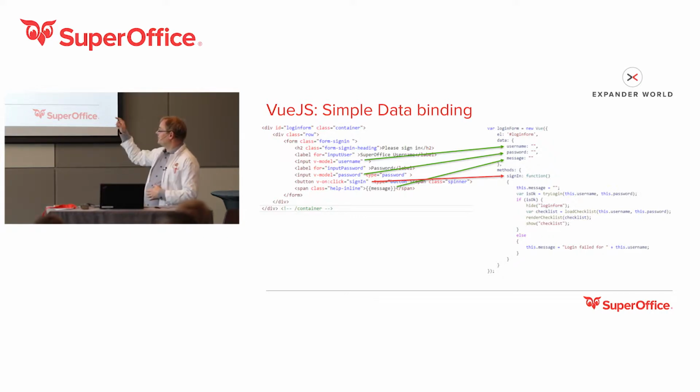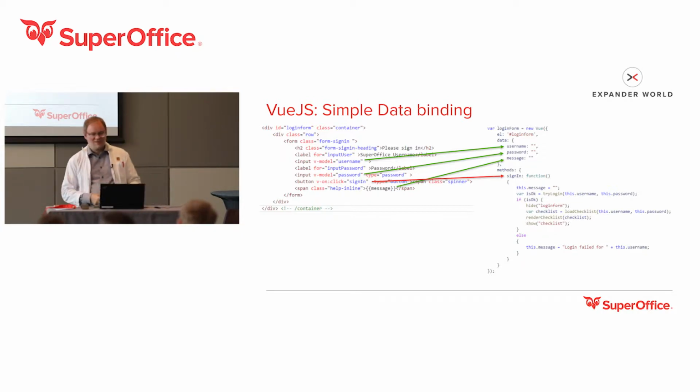And then on click, it says v-on:click, call signIn. So I call this function, and this function can do some logic, can do some DOM manipulation, can do all kinds of stuff. So this is the basic concept in Vue.js: you bind these two things together, and it takes care of doing lots of updates for you. Easy peasy.